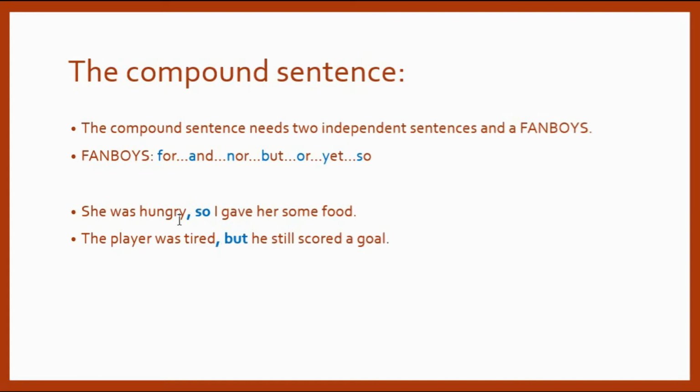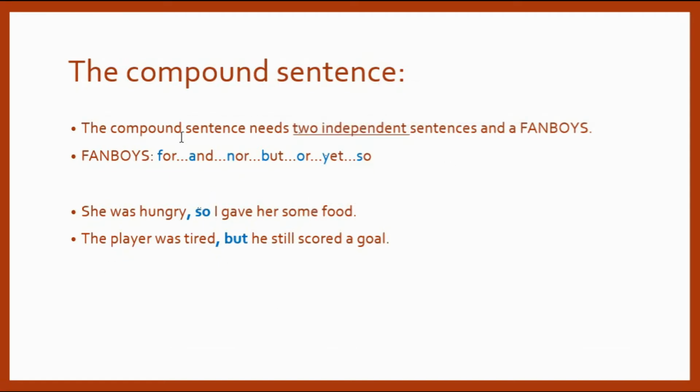So she was hungry. She is my subject. Was is my verb. So this is a complete sentence. I gave her some food. Another complete sentence. It's an independent clause. So you have two independent clauses, as I mentioned before, and they make sense altogether alone.